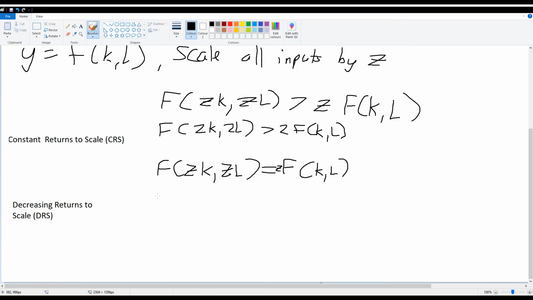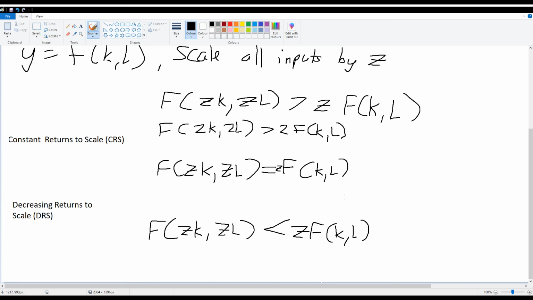Decreasing returns to scale, DRS, hopefully follows fairly straightforwardly. We've got a greater than here, we have an equal here. It's just the less than. So I could have something like this: F(ZK, ZL) is less than Z times F(K, L). Okay, so basically what I'm saying here is that I can double my inputs, but I'm actually going to get less than double the original output. Okay, from a business point of view, that might not be fantastic. That might mean, maybe I don't want to go ahead and double my inputs. I'm not going to get double the output.